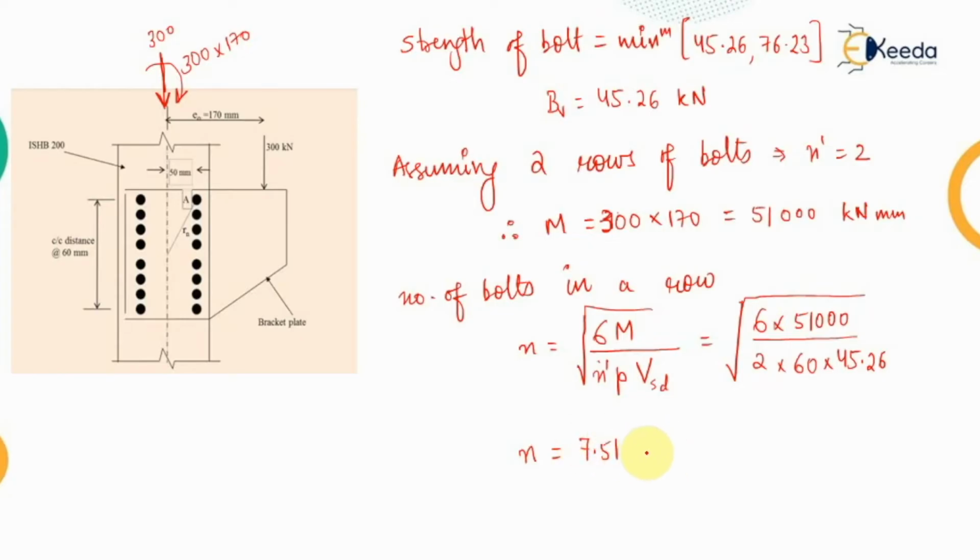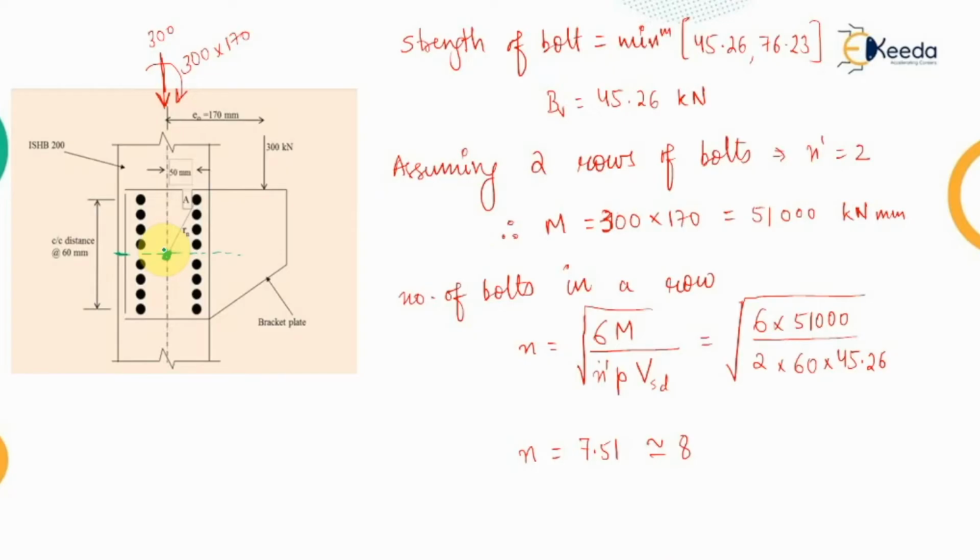Since we cannot provide half of a bolt, the greater number has to be taken. Therefore we will be providing 8 bolts in a single row. Now we know there will be a centroid of this bolt group. The centroid of the bolt group will be lying at the exact center of the bolt group. That means it will be exactly in between the bolt lines, with 4 bolts above and 4 bolts below. So this will be the center of the bolt group.